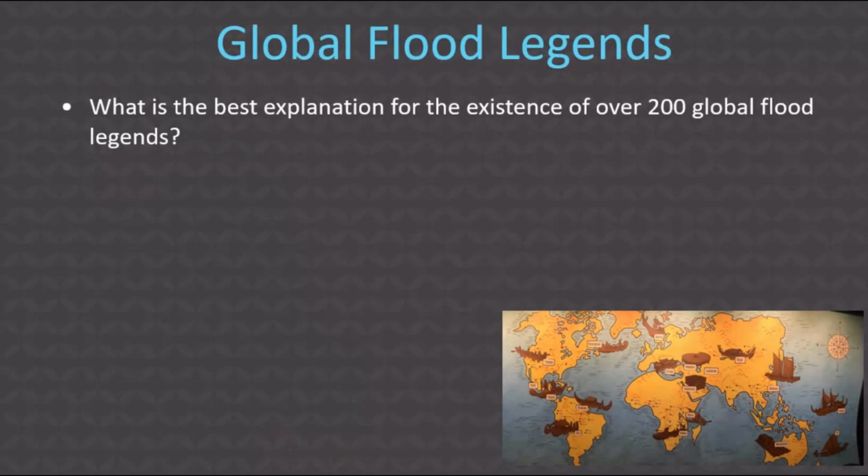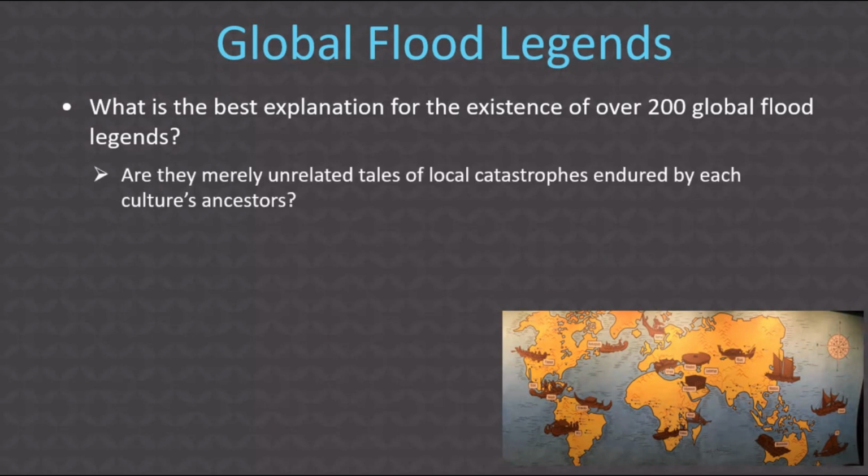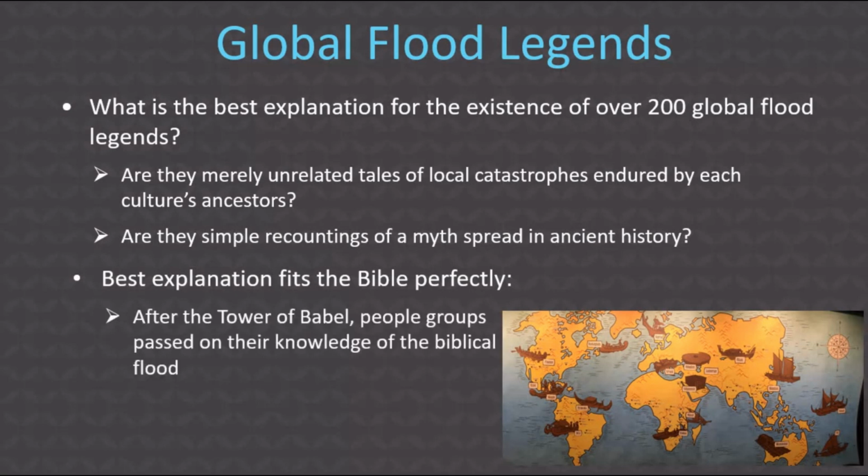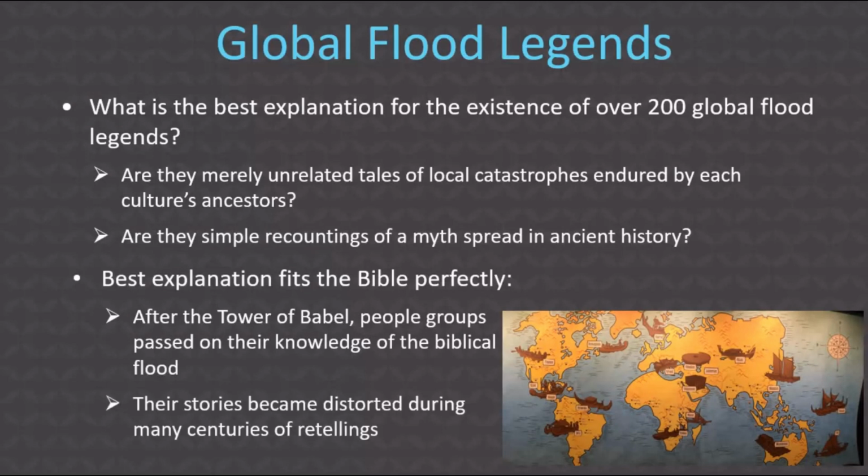So what is the best explanation for the existence of over 200 global flood legends? Are they merely unrelated tales of local catastrophes endured by each culture's ancestors? Are they simply recountings of a myth spread in ancient history? But the best explanation fits the Bible perfectly. After the Tower of Babel, people groups were spread out because God changed their languages, and they passed on their knowledge of this biblical flood through word of mouth. And their stories became distorted during many centuries of retelling.